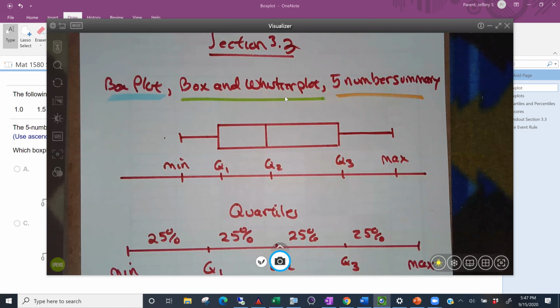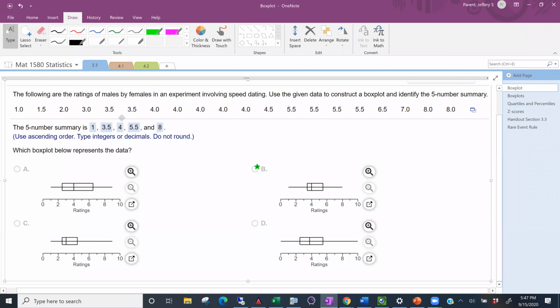This is your box plot, box and whisker plot, or 5-number summary. You know, whatever you want to call it, it looks like this: min, Q1, Q2, Q3, and max. And what we're going to do is look at the example from the homework and try to figure out which one of these is the right one. Now, of course, we know that the correct answer is B already because it happens to be starred. That's all right. We'll ignore that.